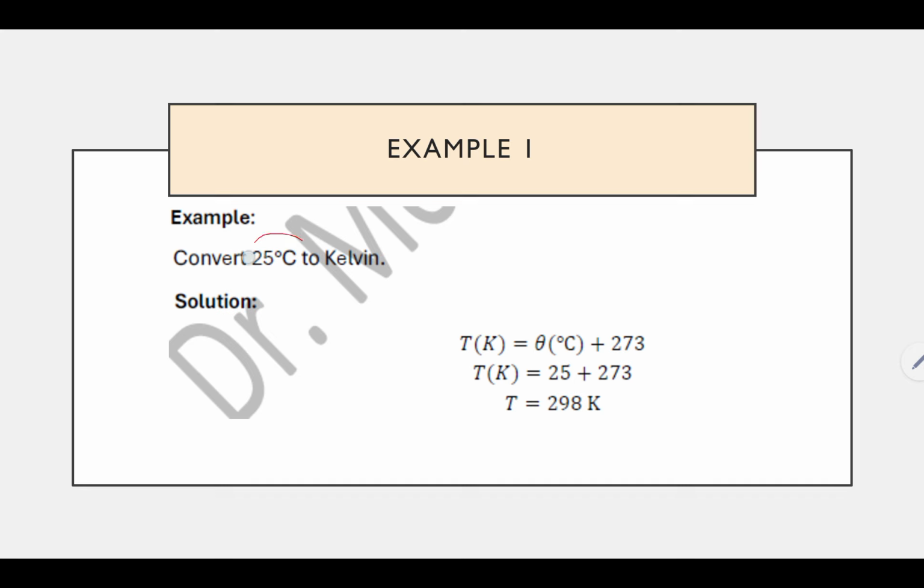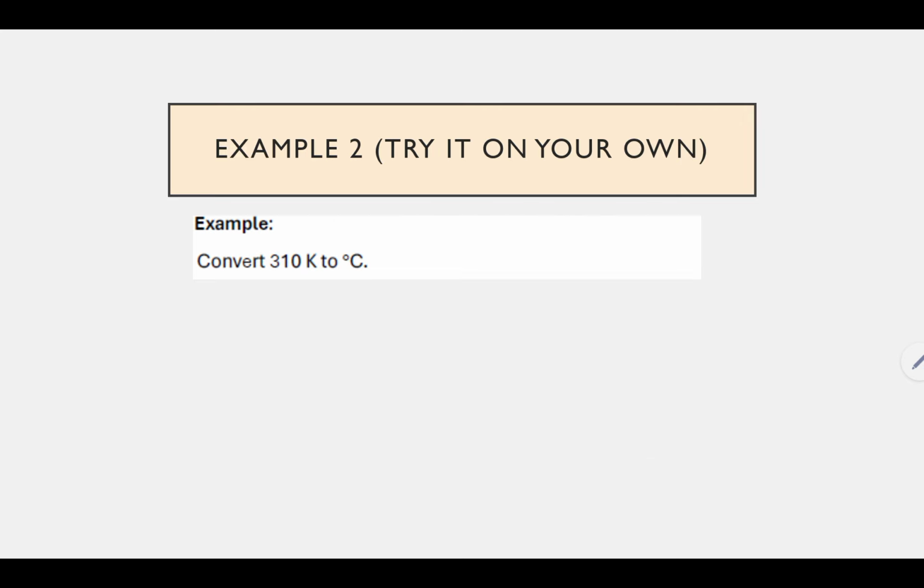Convert 25 degrees Celsius to Kelvin. We said from small to big, I'll add 273. So from Celsius to Kelvin, I'll add 273. I'll have 298 Kelvin.